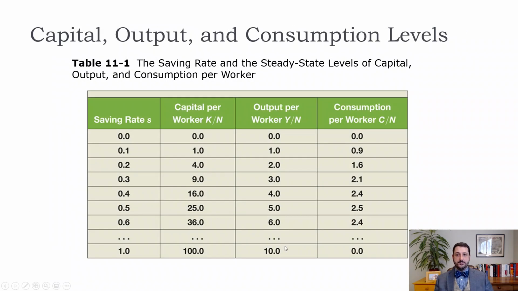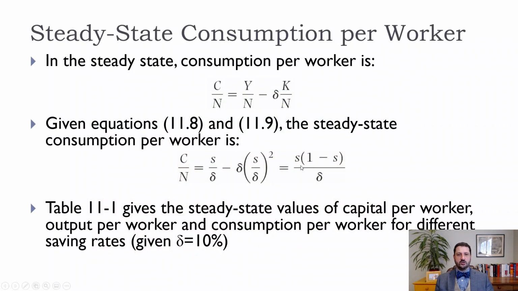And what we see is that obviously when the savings rate is 0, capital per worker is 0, output per worker is 0, and consumption per worker is 0. And then as the savings rate increases, capital per worker increases, output per worker increases, and consumption per worker increases up to 0.5. And it happens to be 0.5. If you took the derivative and set it equal to 0, you would see it's 0.5. But it's symmetrical, right? The S and the 1 minus S, so it kind of makes sense. And you can just plug the numbers in and see for yourself.